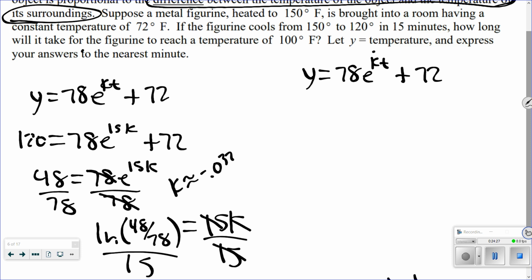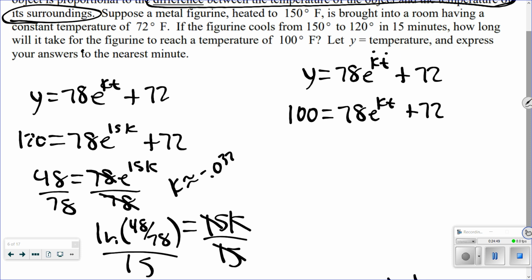So it says, how long will it take for the figurine to reach a temperature of 100 degrees? The reason why this requires a little bit of work is if it gave me the time, I could just plug that in, plug it all in my calculator, and I'd have my answer. But it gives me the temperature instead. So the temperature is y. So I want to say, how long does it take until my temperature reaches 100? So now I've got this.